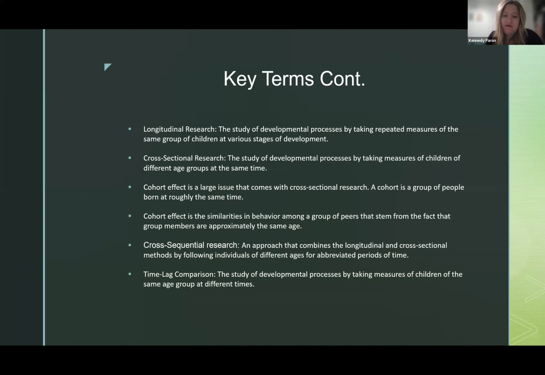So cross-sequential research is next. This is an approach that combines the longitudinal and cross-sectional methods, so the two methods, by following individuals of different age groups for abbreviated periods of time. And finally, time lag comparison. So this is the study of developmental processes by taking measures of children of the same age group, but at different times in life.